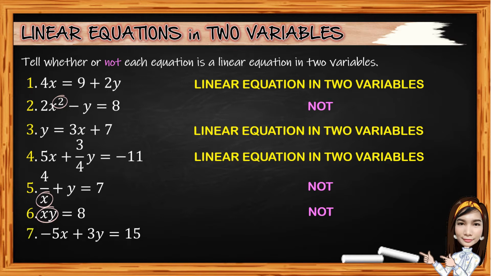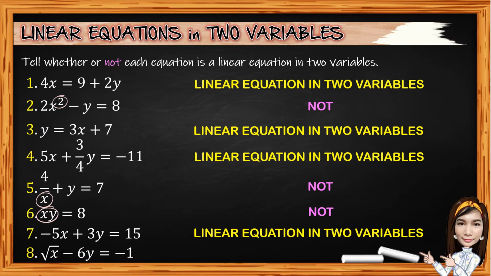For number 7, we have -5x + 3y = 15. This is considered a linear equation in two variables. The degree of the variables in a linear equation is 1. For number 8, we have the square root of x - 6y = -1. This is not a linear equation in two variables because there is a radical sign on the variable x. So if you have seen a negative exponent, a fractional exponent, or an exponent greater than 1, that is not considered a linear equation in two variables.